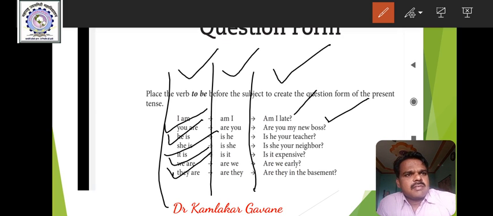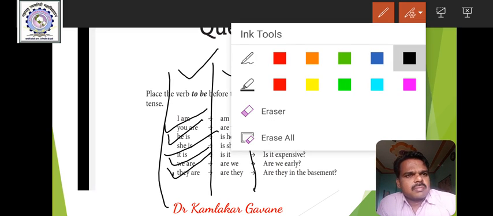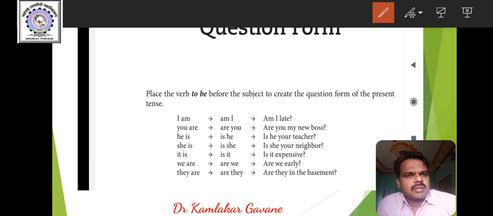Thus, we can form questions with the help of the forms of to be.